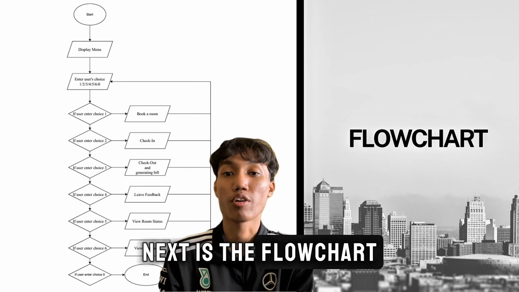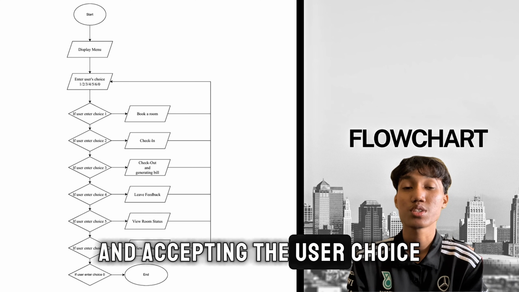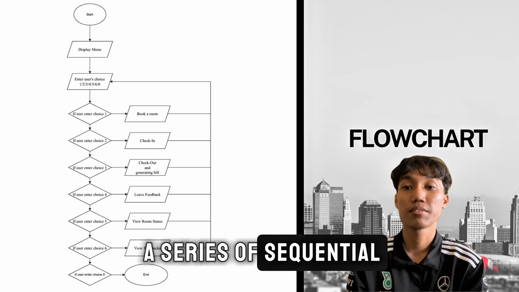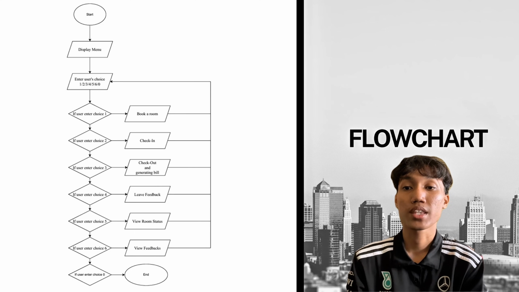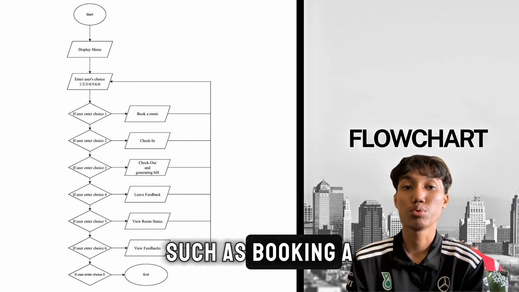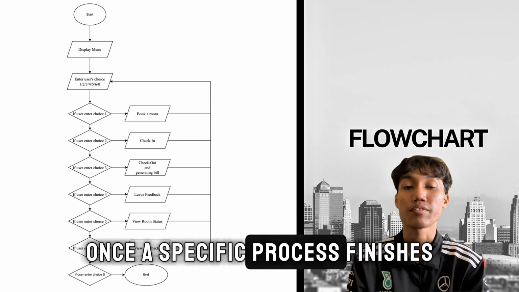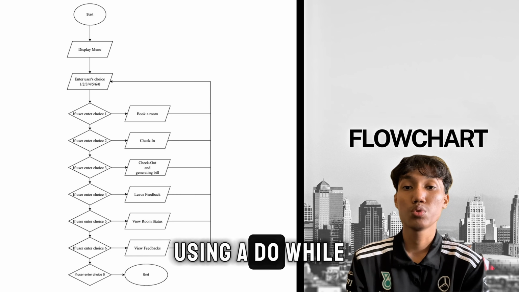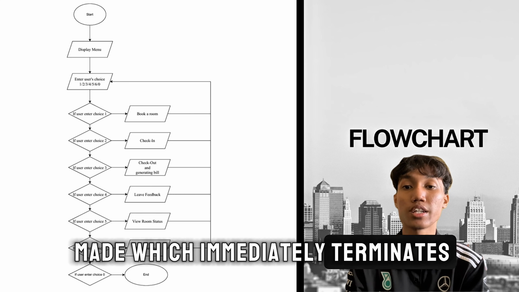Next is the flowchart of our program. The flow starts by displaying the main menu and accepting the user choice. It then passes through a series of sequential decision structures representing choices 1 through 6, as well as 0. Each decision passes down to its respective process, such as booking a room, check-in, or generating a bill. Once a specific process finishes, the program loops back to the main menu using a do-while loop structure, unless choice 0 is made, which immediately terminates the flow to the end.